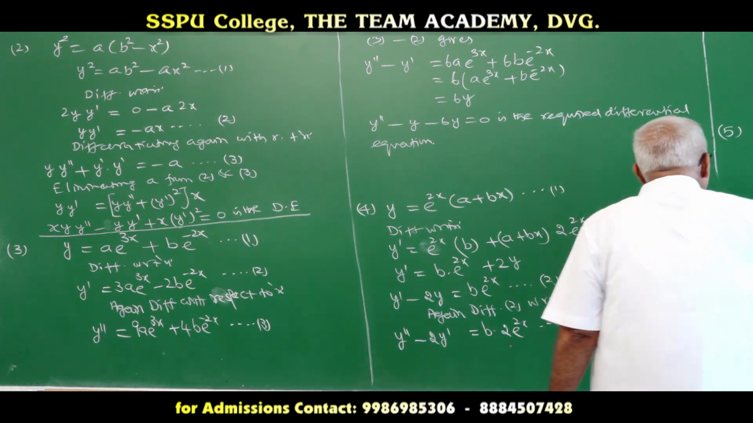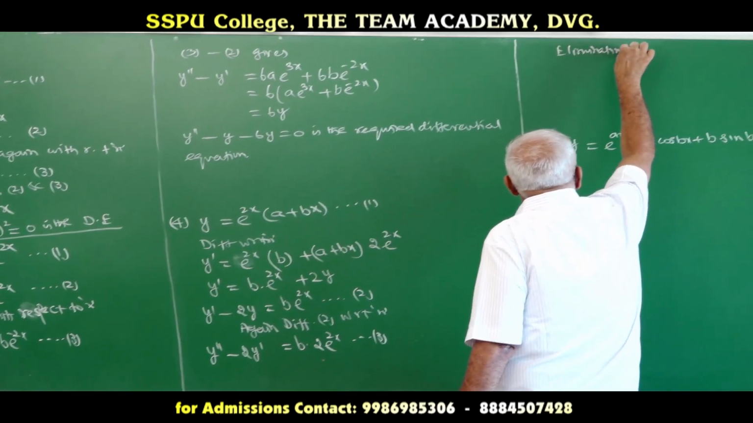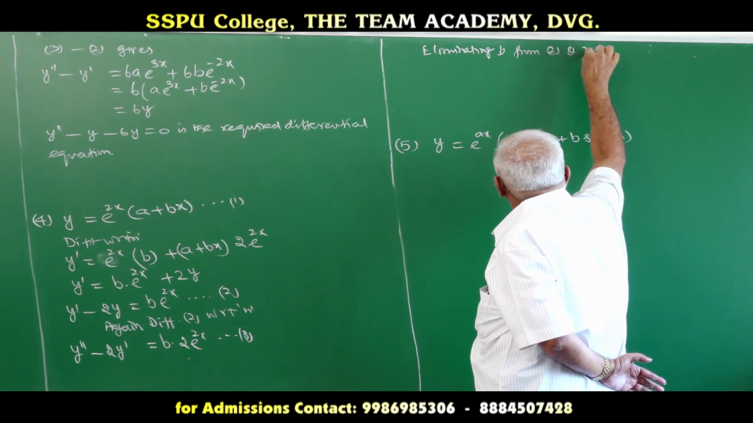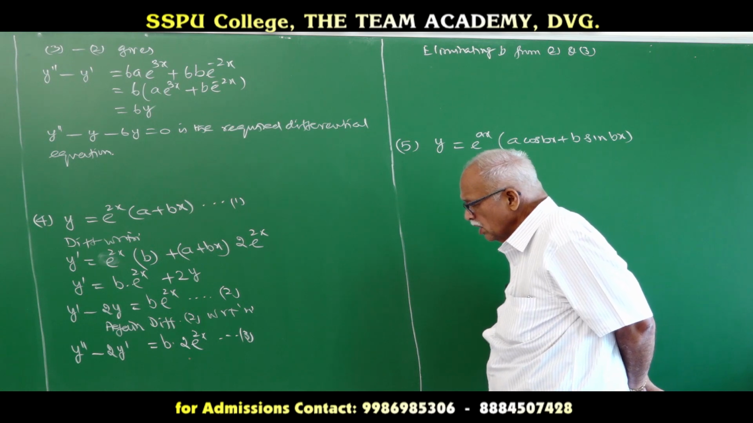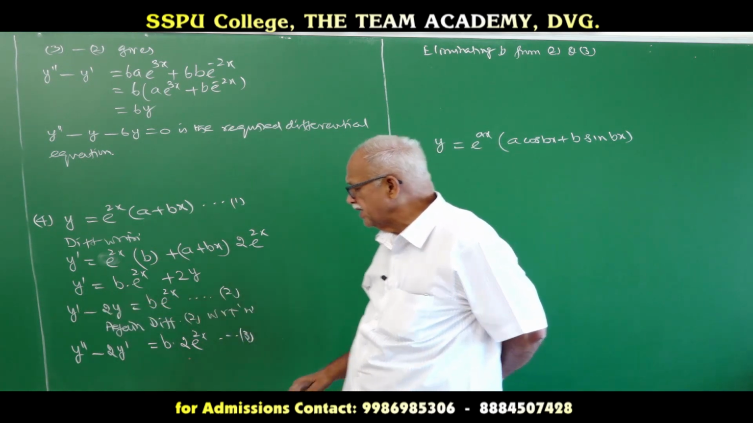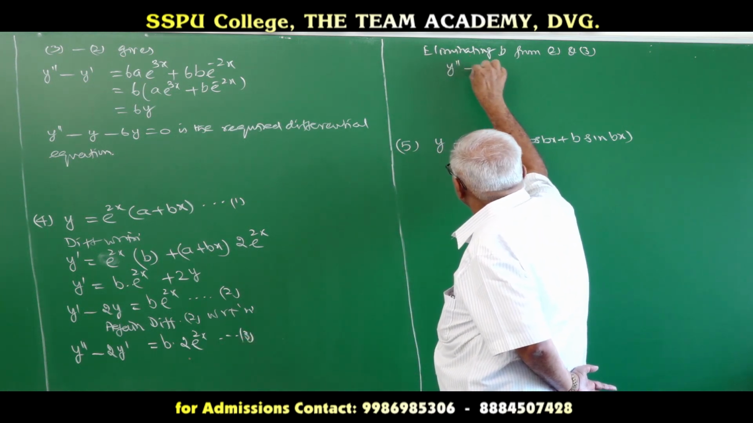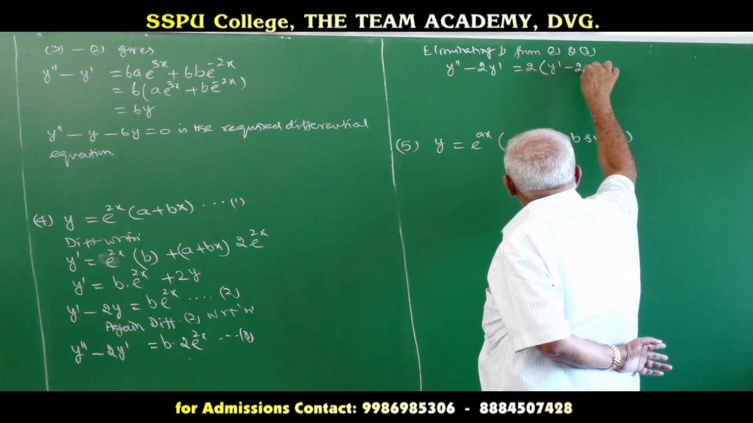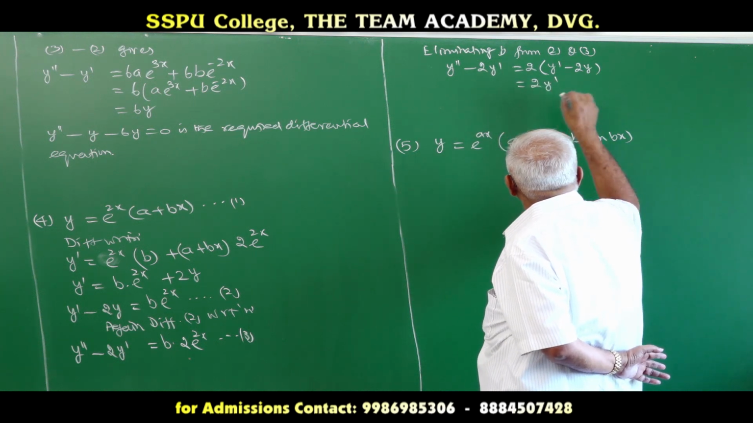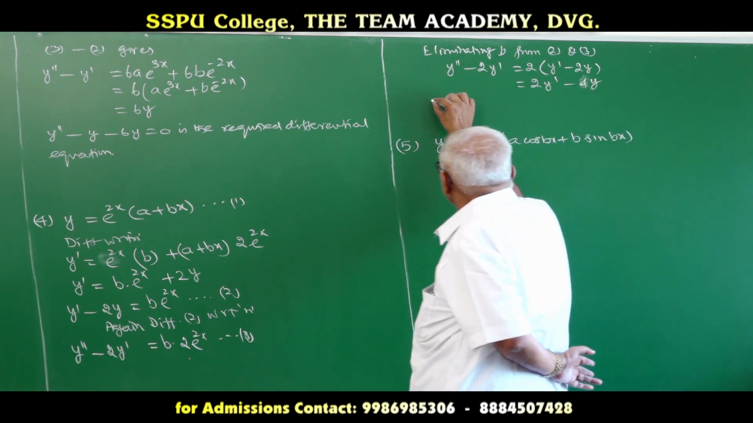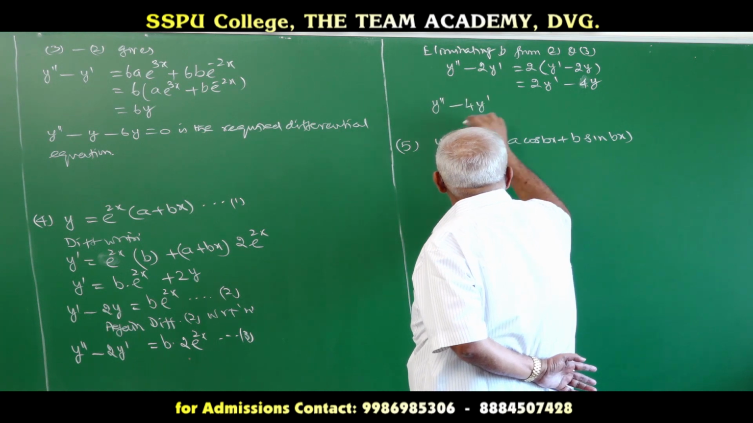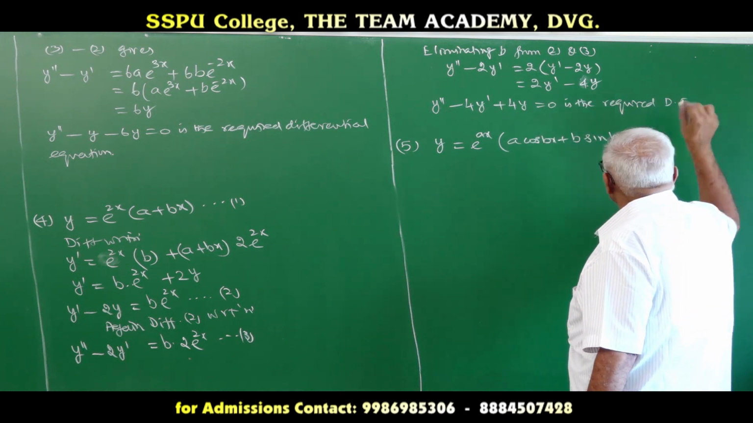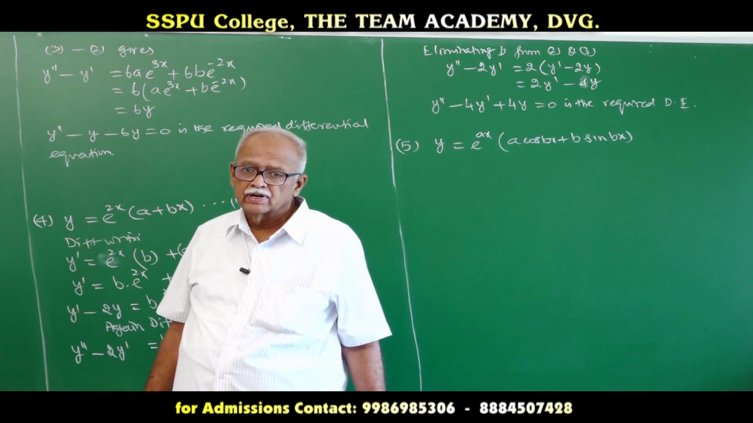How to eliminate this? You see, eliminating b from 2 and 3. Now I will substitute this b e power 2x, y dash minus 2y, here. That is y2 dash minus 2y dash is equal to 2 into y dash minus 2y. So this is equal to 2y dash minus 4y. Therefore y2 dash minus 4y dash plus 4y is equal to 0 is the required differential equation.